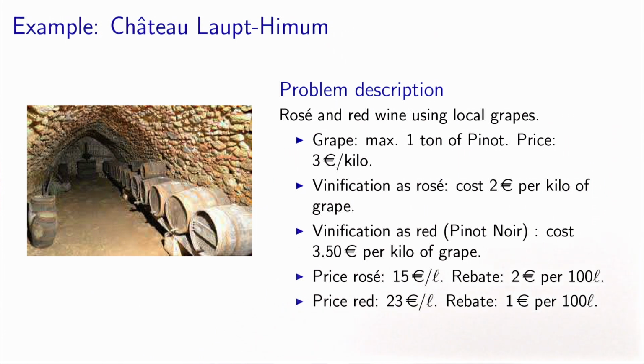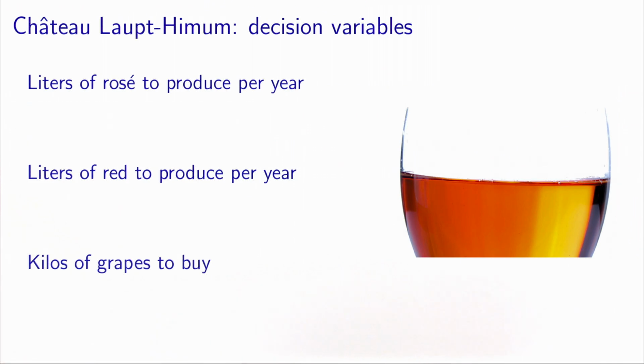So now the question is, how many liters of rosé and how many liters of red should be produced so that the profit that is generated by this production is maximized? So we proceed in 3 steps. The first step is the identification of the decision variables. We have 3 things to be decided in this context.